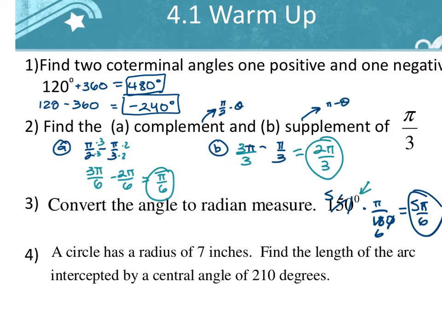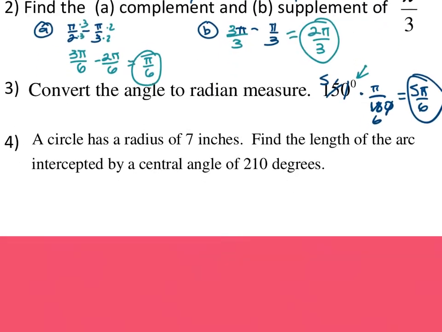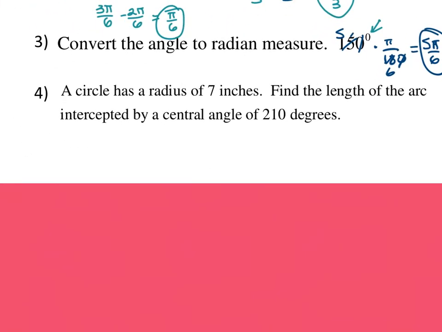Those answers will always be left exact. And then the last one says a circle has a radius of 7 inches. Find the length of the arc intercepted by the central angle of 210. So my formula for arc length is s equals theta times the radius, right? But what has to be true about the theta? Radians. Has to be in radians.